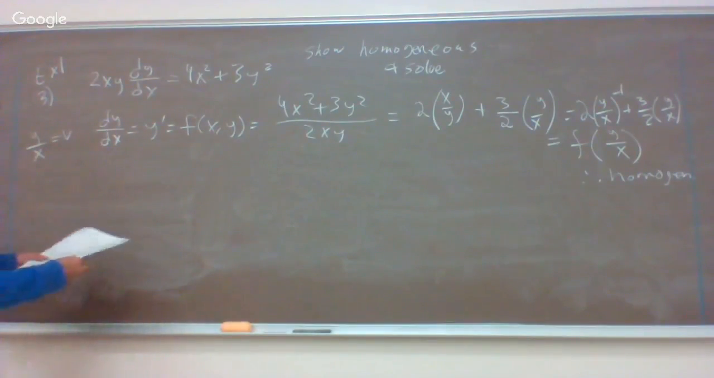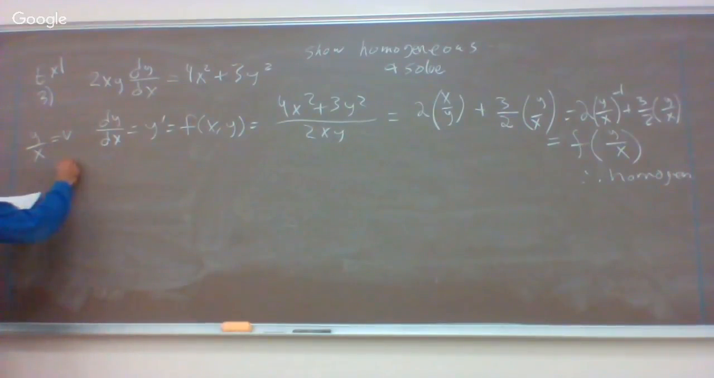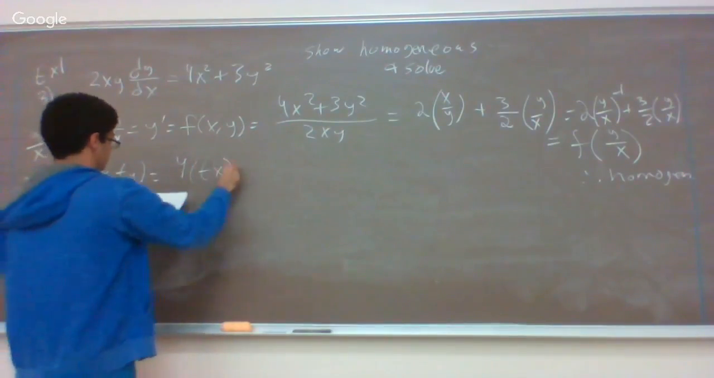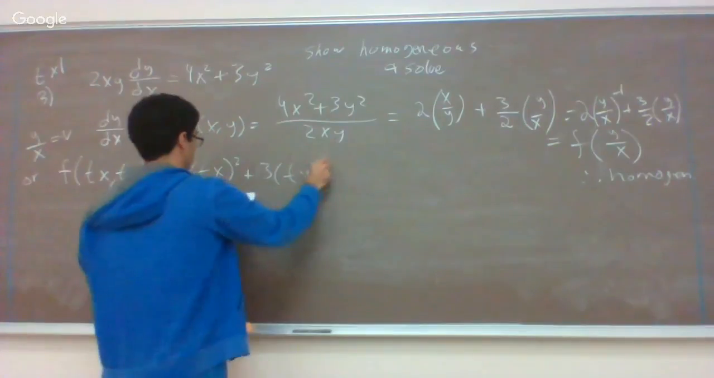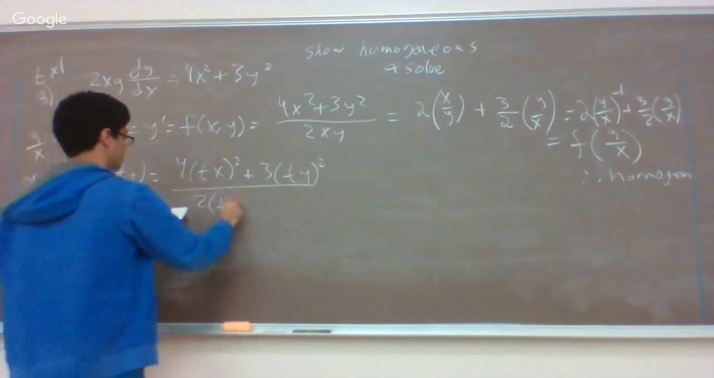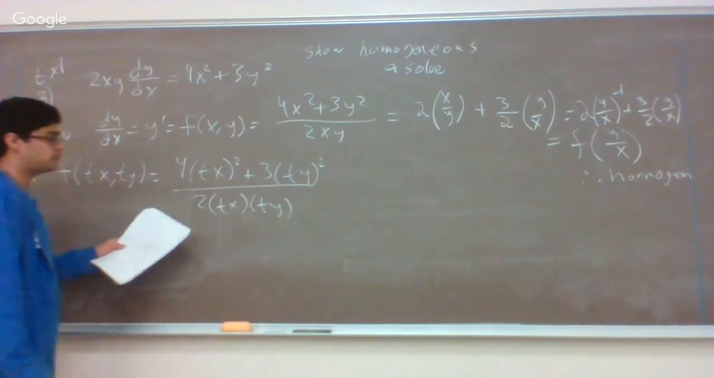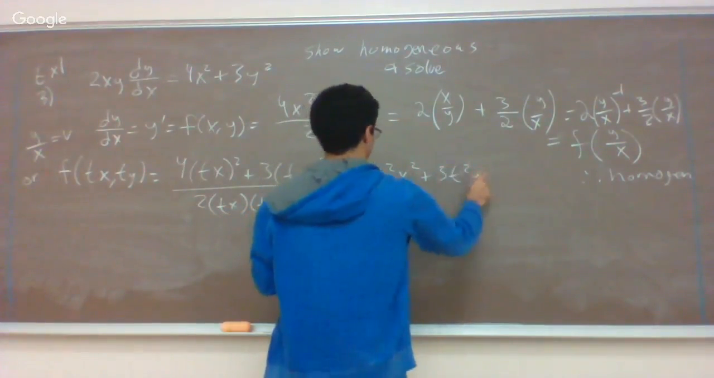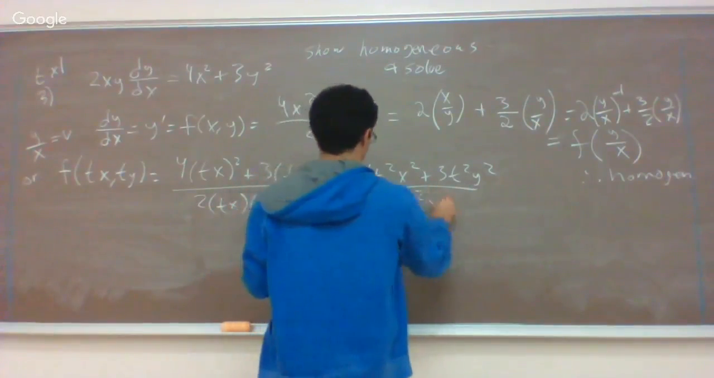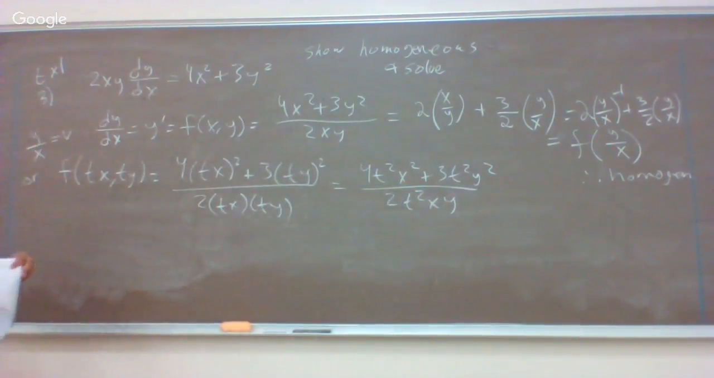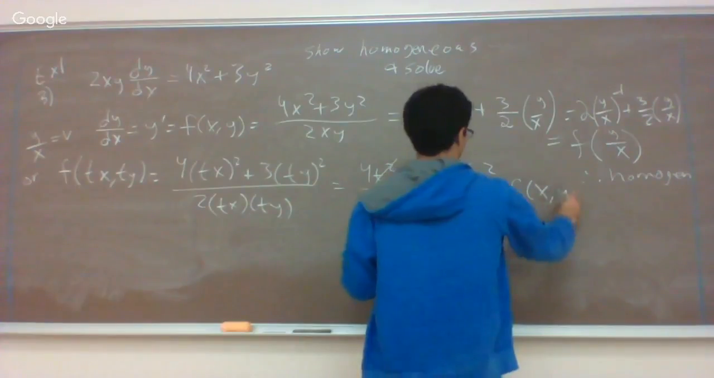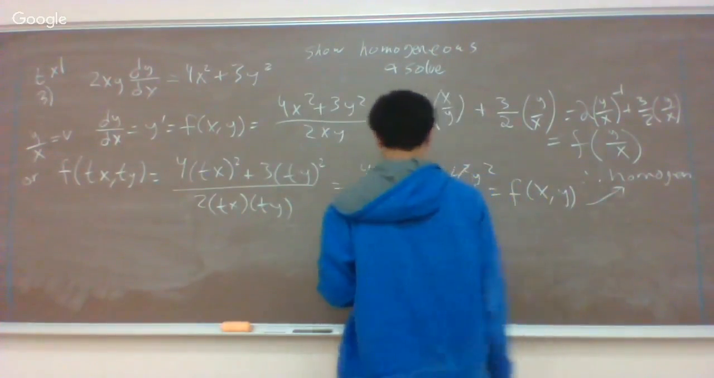The other method is quicker in knowing whether it's homogeneous or not, but you can do either. We can multiply a t to every x and a t to every y. So we will have 4 times (tx) squared plus 3 times (ty) squared divided by 2 times tx times ty. If we simplify that, we have t squared (4x squared plus 3y squared) divided by 2t squared xy. All the t squareds will cancel out, and we're back to the function of just x and y. So therefore, it's also homogeneous.